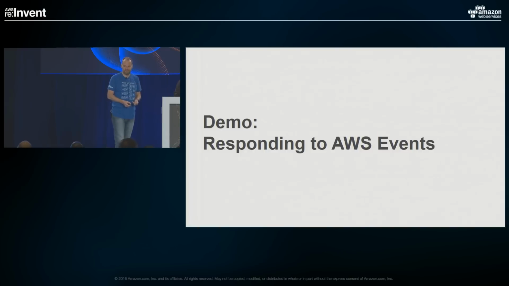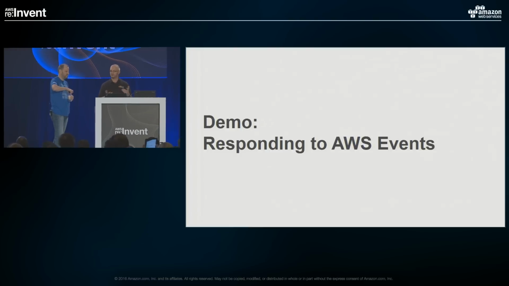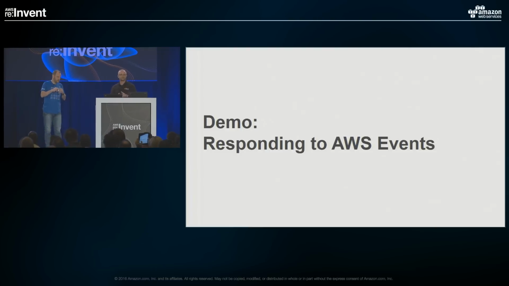OK, so the first function that we're going to write is going to demonstrate invoking a Lambda function in response to an event from an AWS service. In this particular case, what we're going to do is write a function that's going to be invoked when a new object is created in an Amazon S3 bucket.